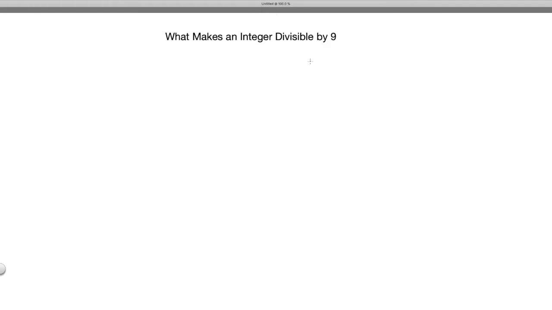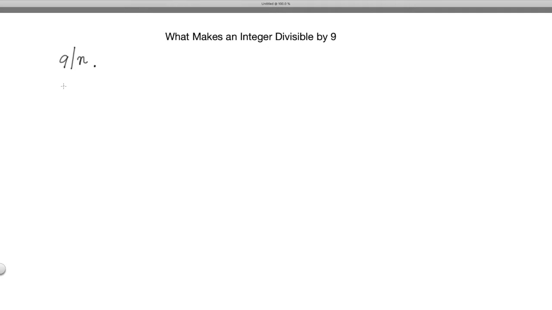In this video, we're going to look at a property: what makes an integer divisible by 9. And like in the last lecture, we're going to use this notation. Let's say n is divisible by 9. We're using this notation: 9 is a divisor of n. So 9, this straight line, and n means that n is divisible by 9, and 9 is a divisor of n.